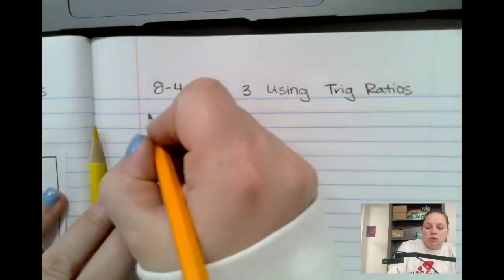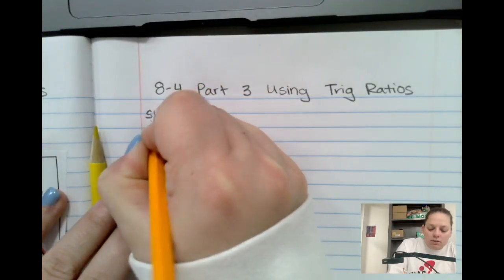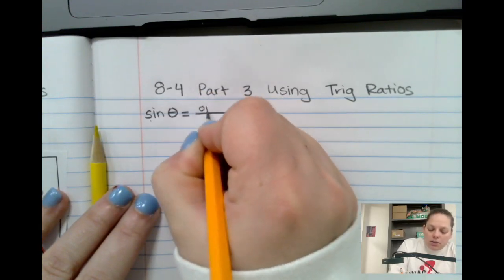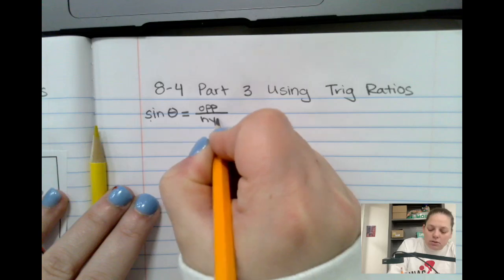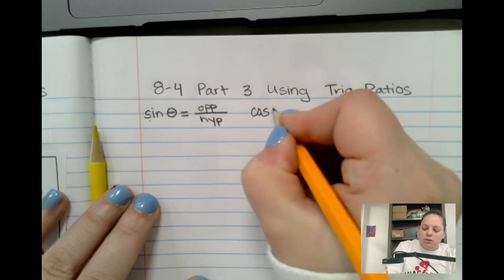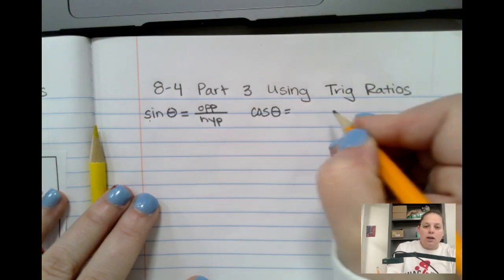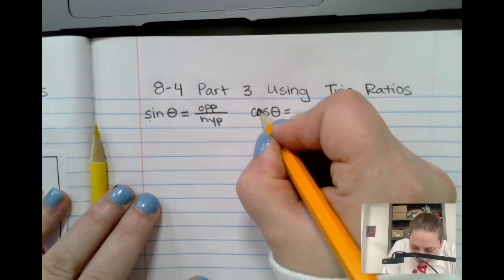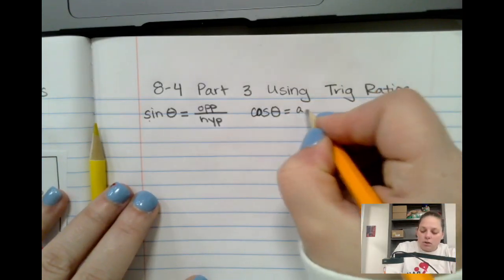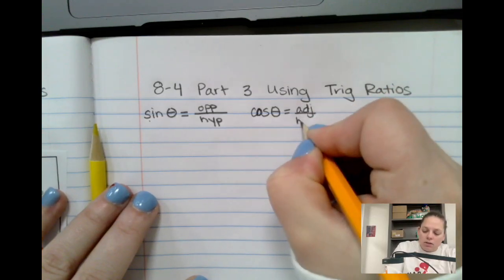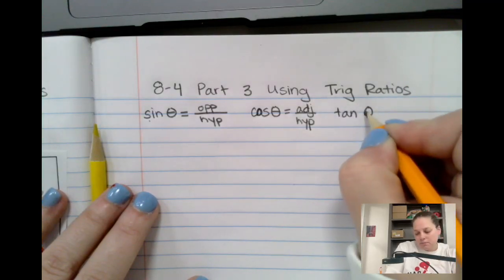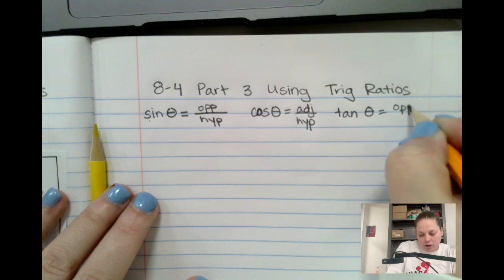So we have sine of theta, which is opposite over hypotenuse. Okay, we have cosine of theta, so of the angle we're looking at. That's an O. I don't know why it looks like an A, but it did. So cosine of theta is adjacent over hypotenuse. And tangent of theta is opposite over adjacent.